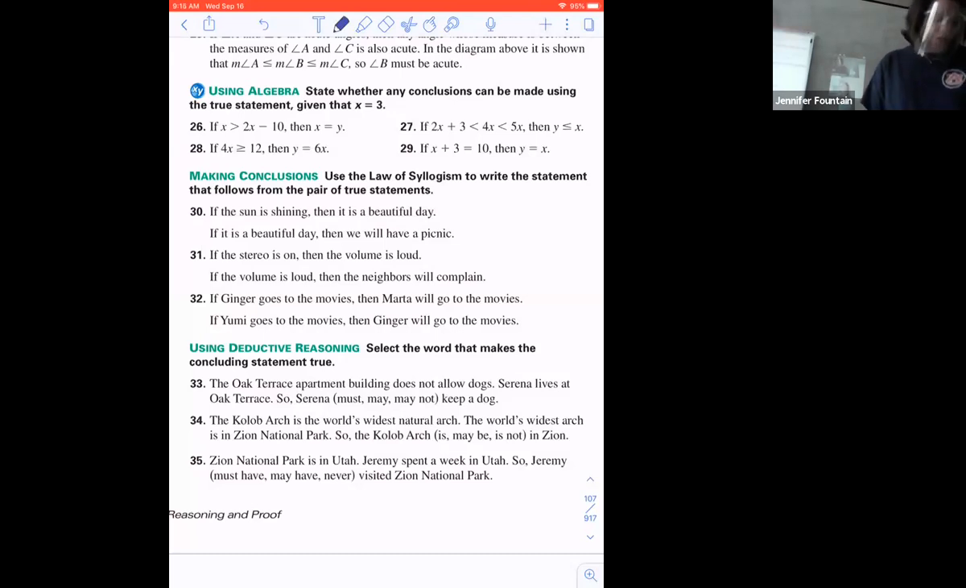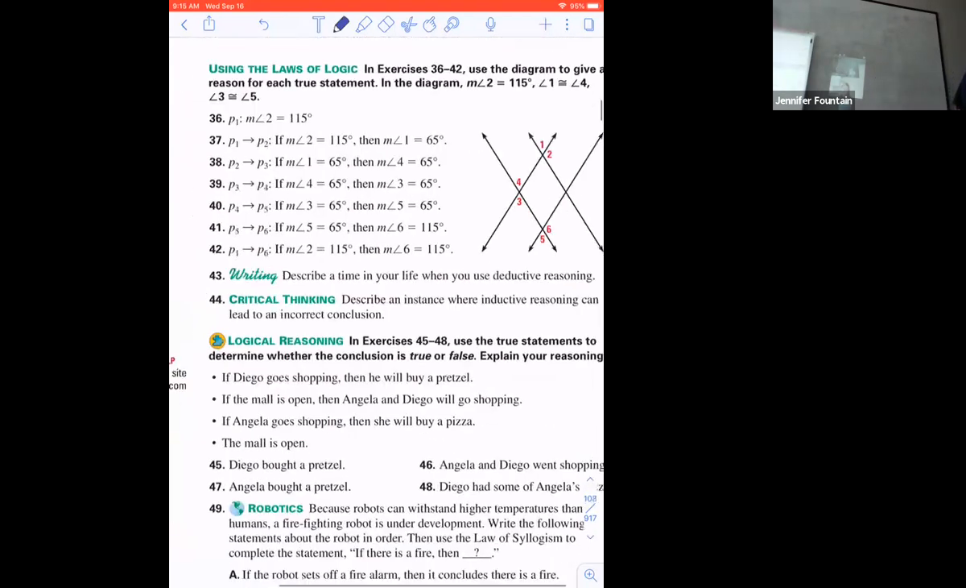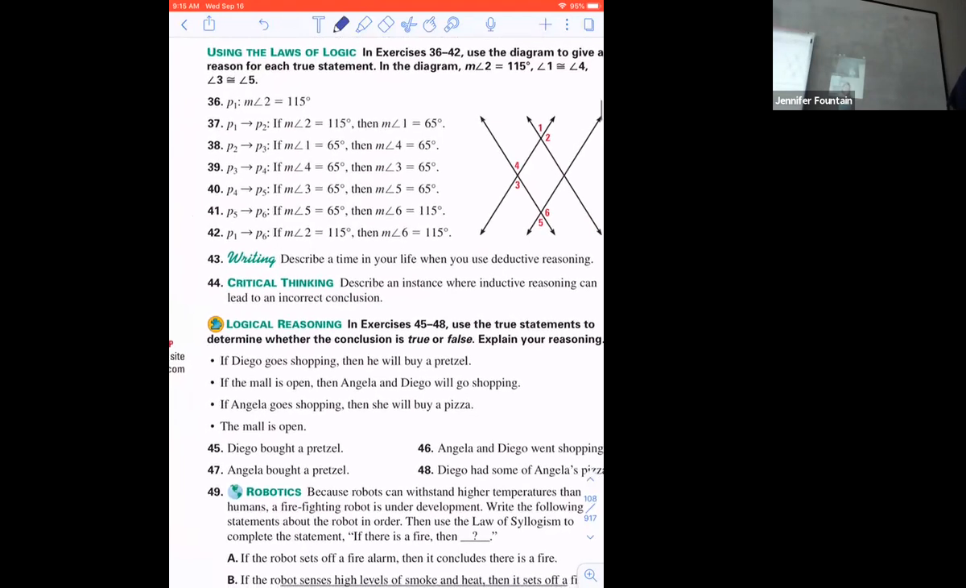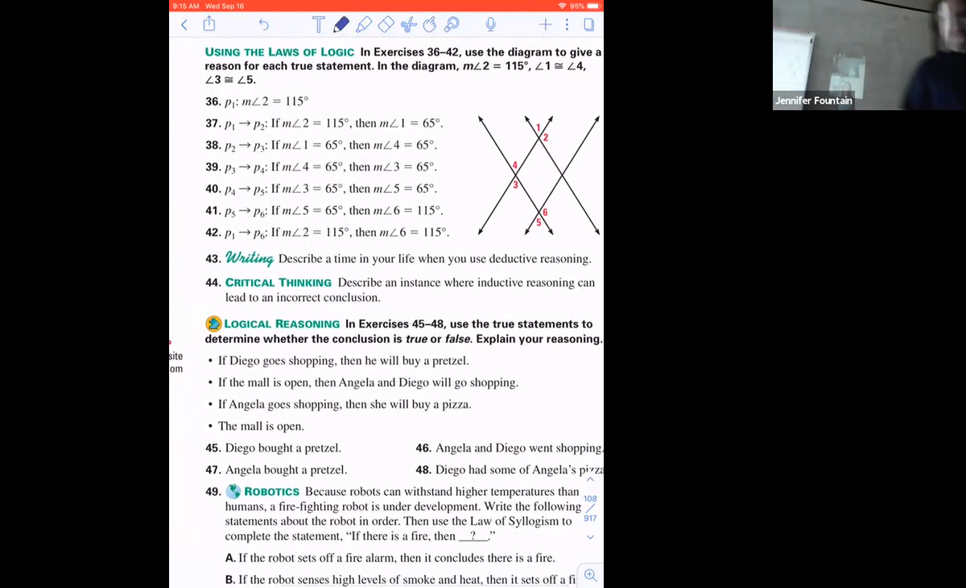Moving on to 36 on page 93. We have two sets of parallel lines that intersect.